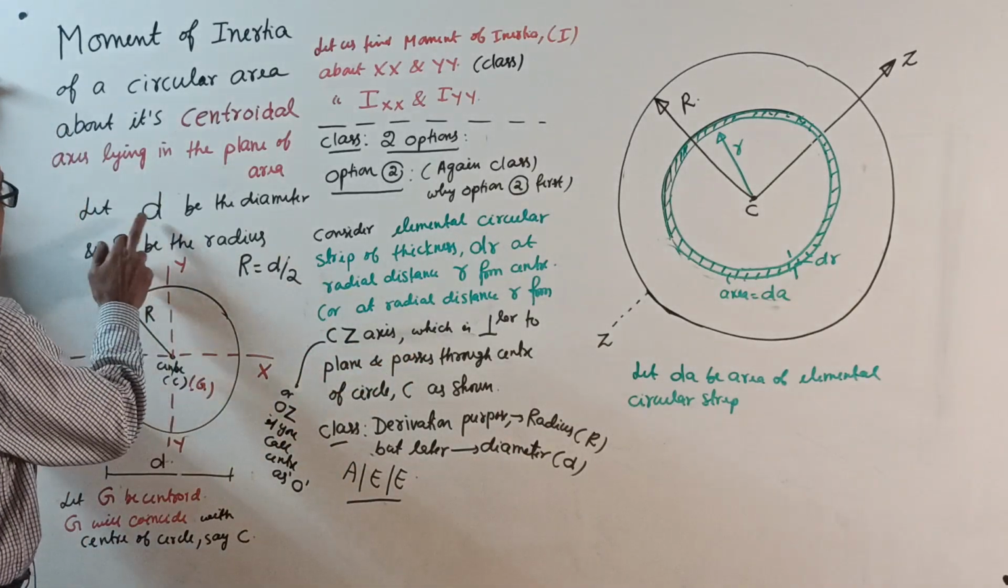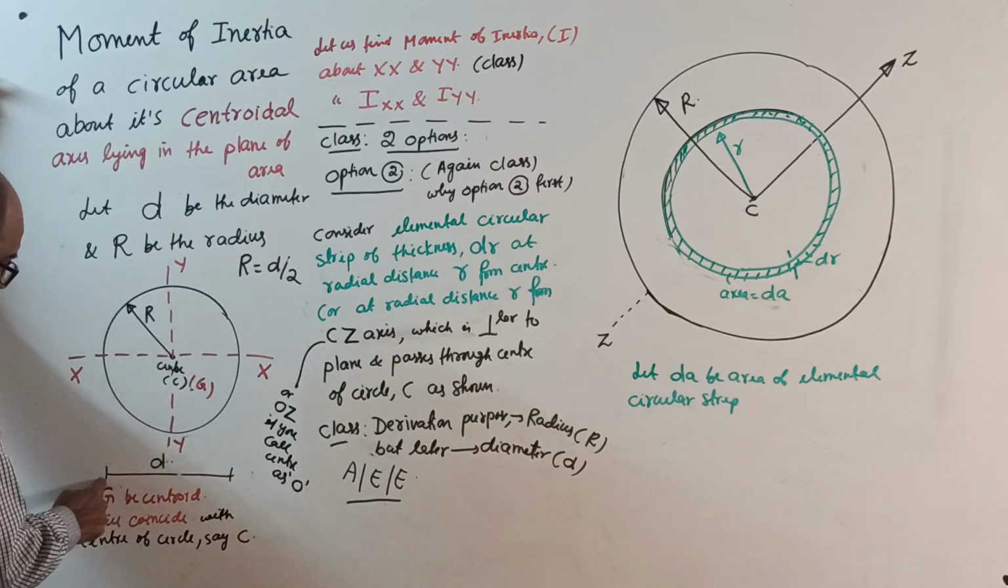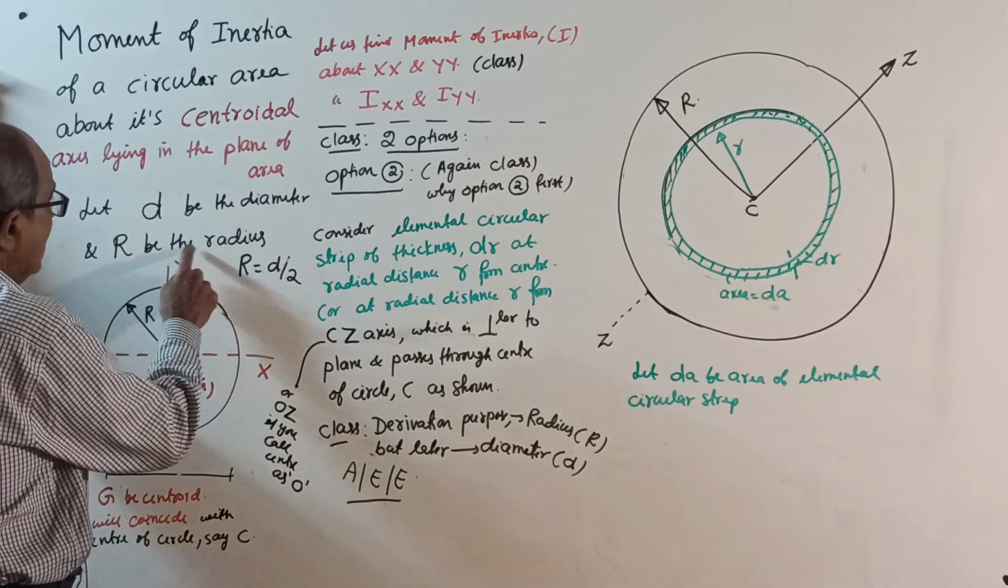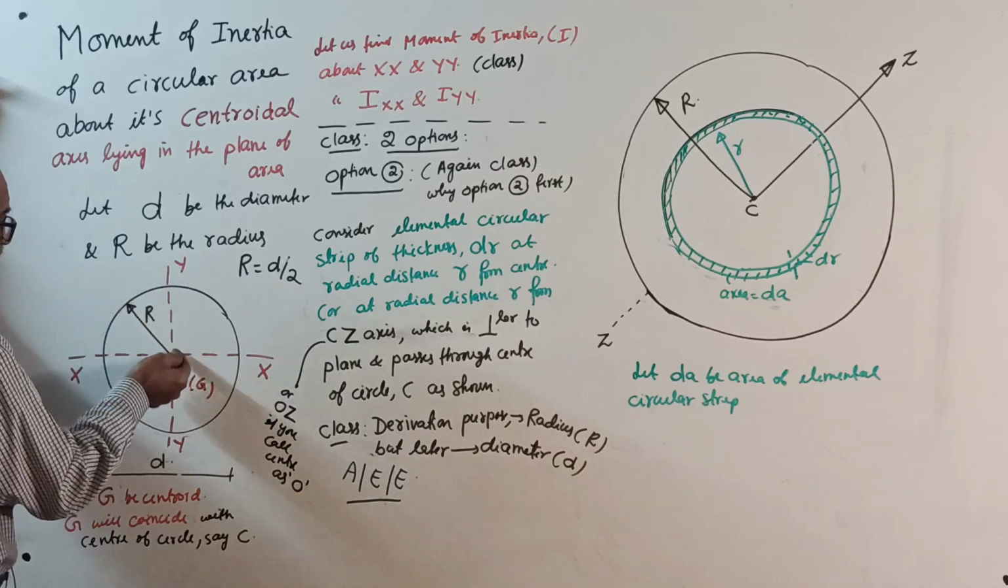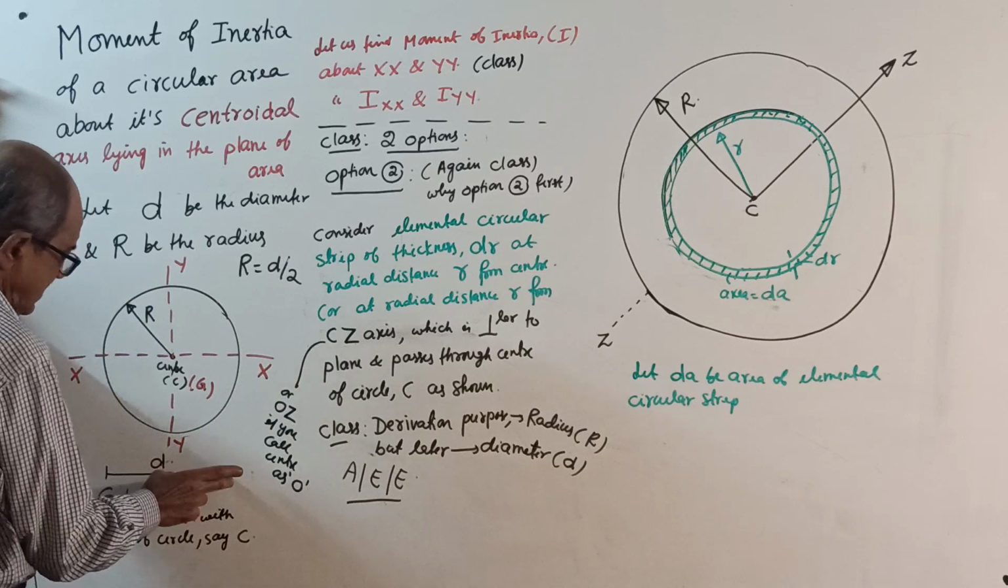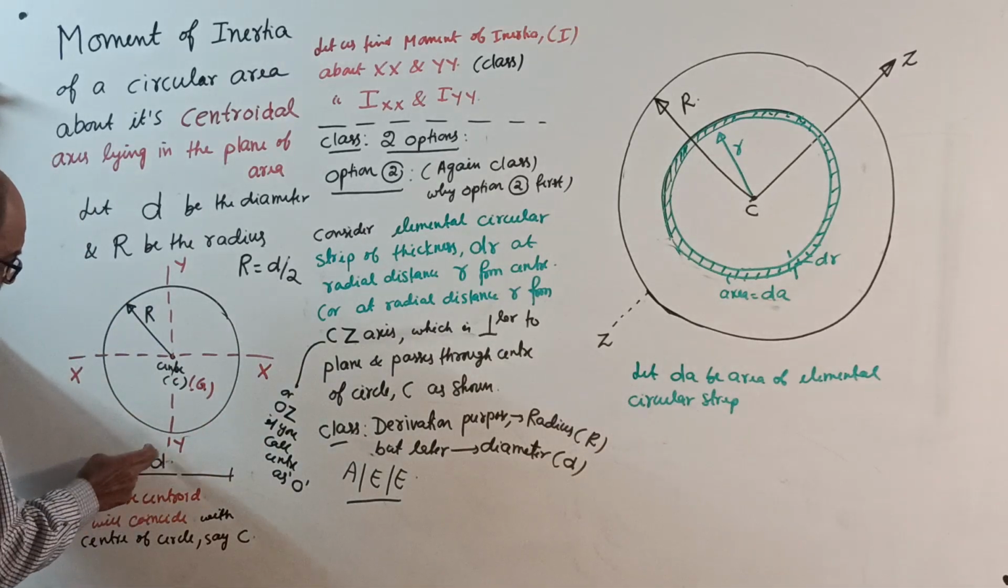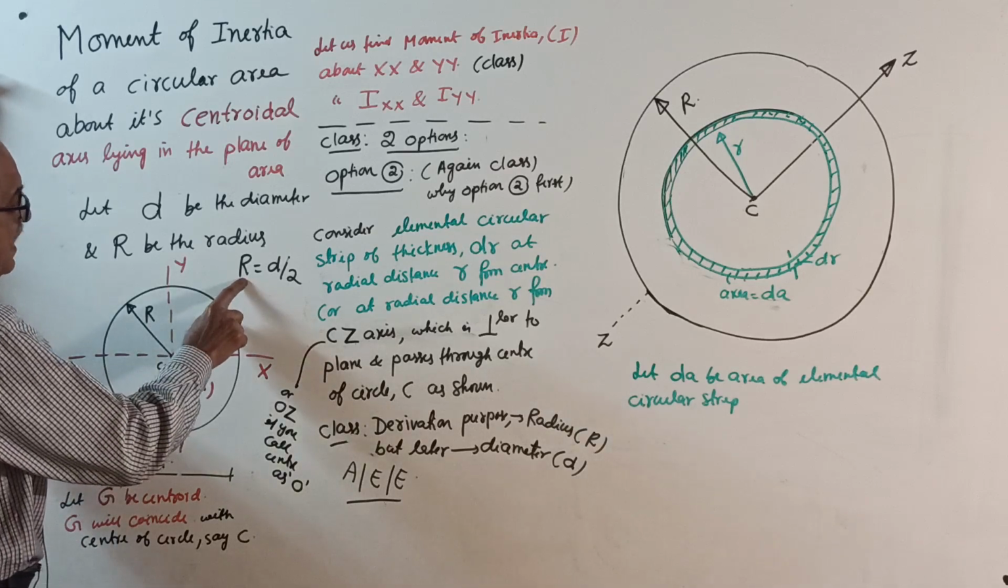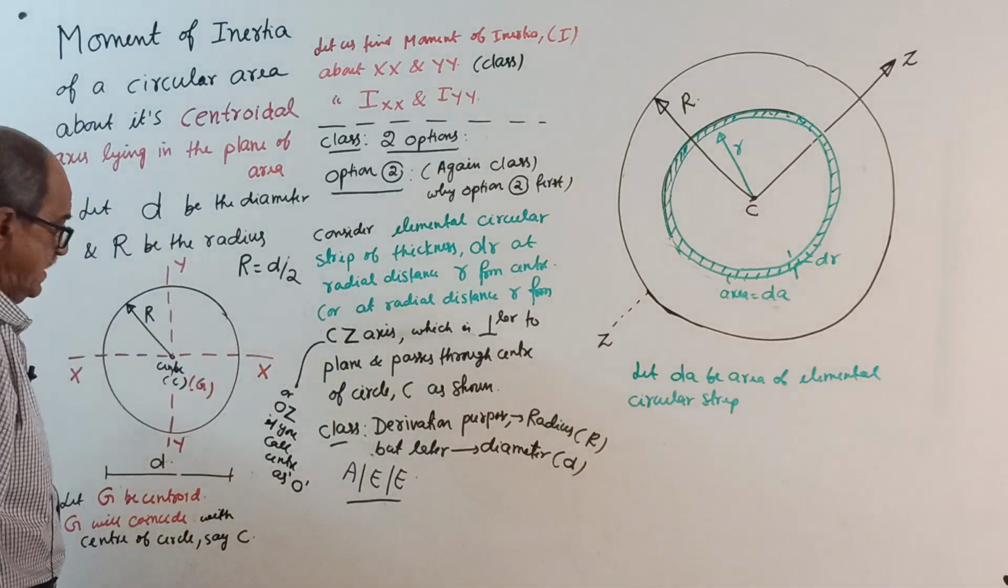Let D be the diameter. See here, D is the diameter. Let R be the radius. See, this is a radius. Anywhere you can mark radius, either here, or even here also you can mark. That I don't have to tell. If this is D, this is R. Surely radius equals diameter by 2.